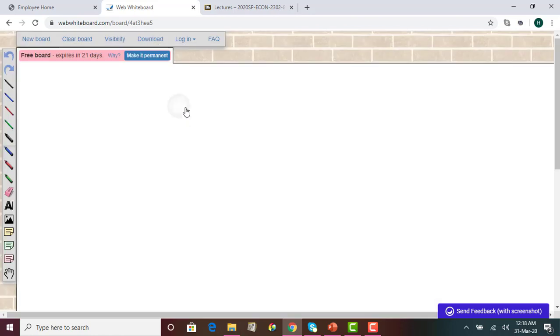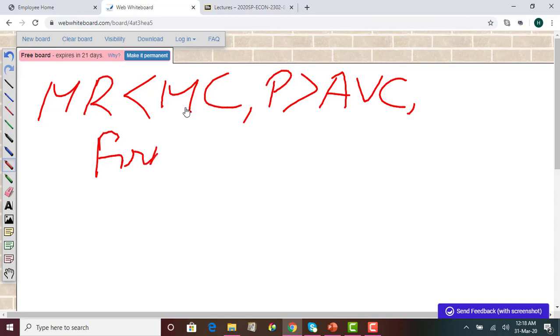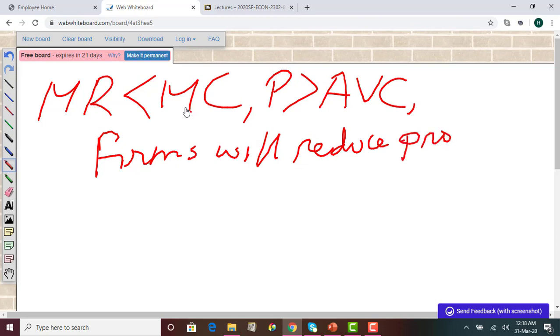Okay, then the other situation is if MR is less than MC, your marginal revenue is less than MC, but your price is greater than average variable cost. In this case, firms will reduce production until MR is equal to MC.